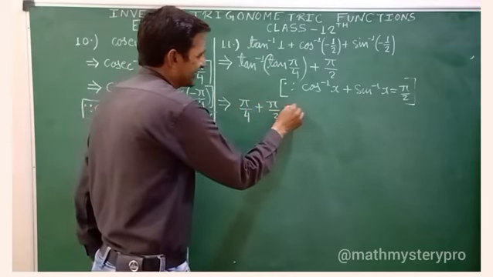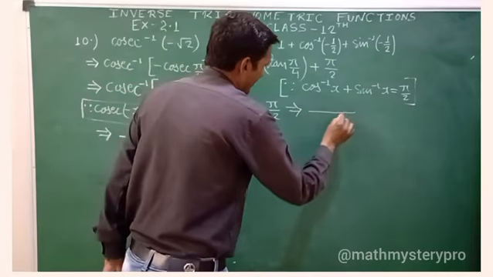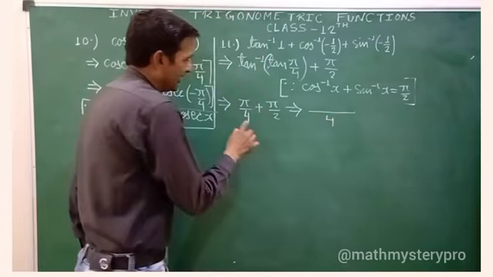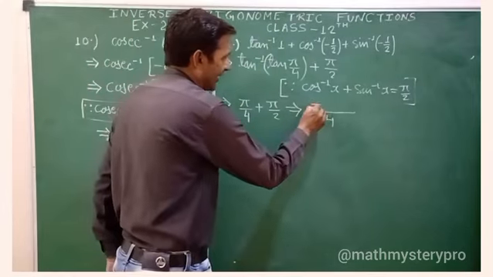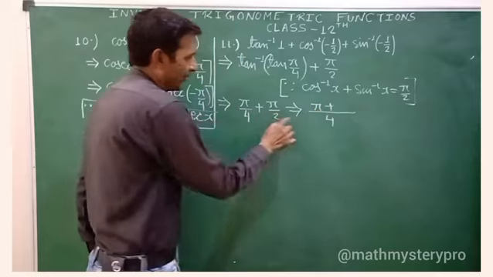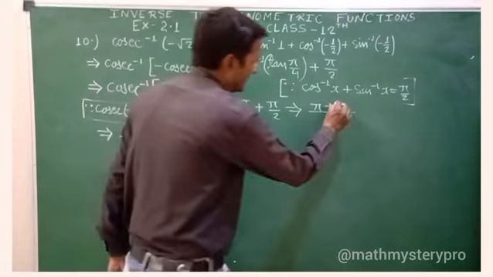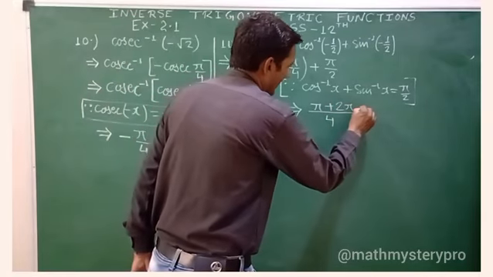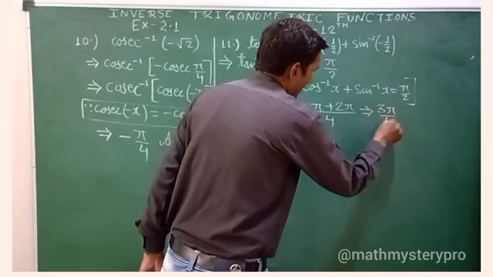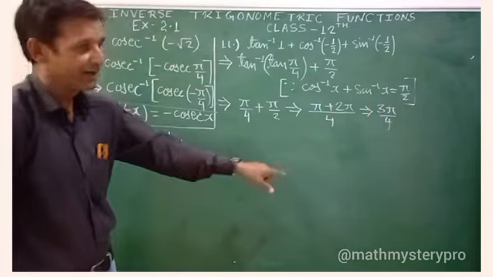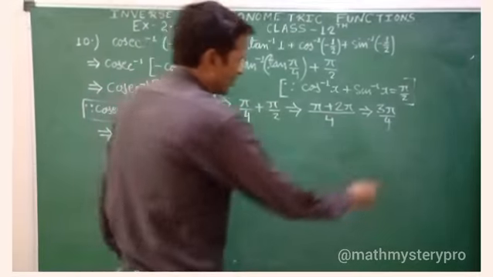So you can take the LCM of 4 and 2. LCM of 4 and 2 will be 4. In the table of 4, 4 comes 1 time, so 1 pi, that is pi, and then plus. In the table of 2, 4 comes 2 times, so 2 pi. Pi plus 2 pi will be equal to 3 pi, the denominator is the same, 3 pi upon 4. This is the result.